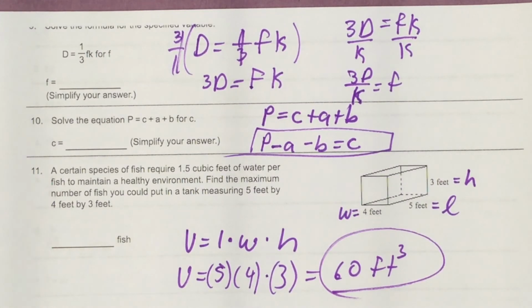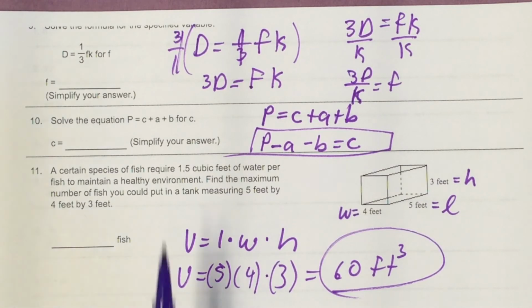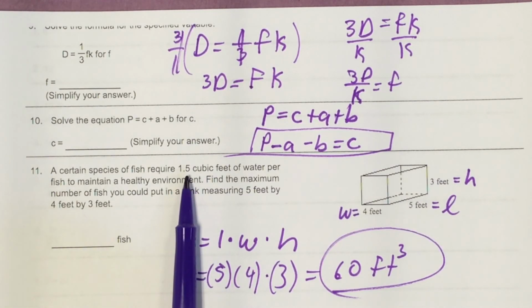Okay. Now, what this is saying is that each fish requires 1.5 cubic feet of water to basically live comfortably in the tank with the other fish. If it's 60 cubic feet, how many fish can we get in? And oftentimes the question is, do we take this number and multiply by 1.5 or do we divide by 1.5? And the answer to that is we're going to divide by 1.5.